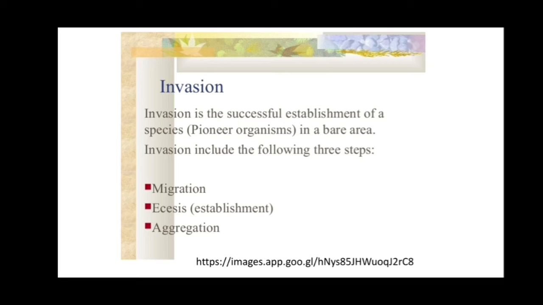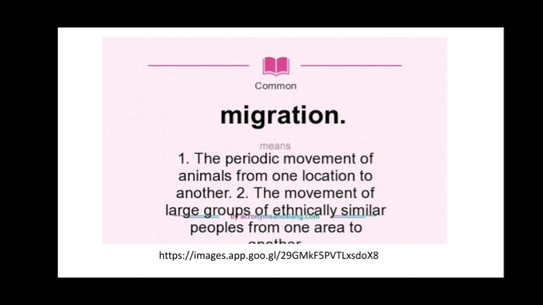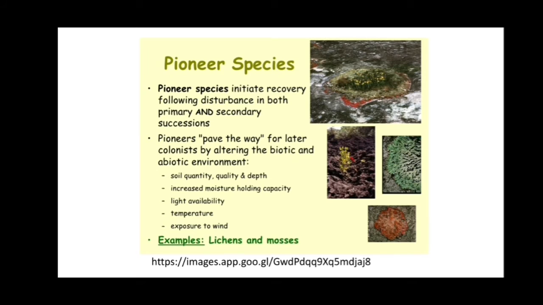Invasion includes the following three steps: migration, ecesis, and aggregation. Migration is the periodic movement of animals from one location to another location. Now the pioneer species initiate recovery following disturbance in both primary and secondary succession. Pioneers pave the way for later colonists by altering the biotic and abiotic environment, so the soil quality, quantity, and depth. The pioneer species increase the moisture holding capacity, light availability, temperature, and exposure to the wind. Examples are lichens and mosses.